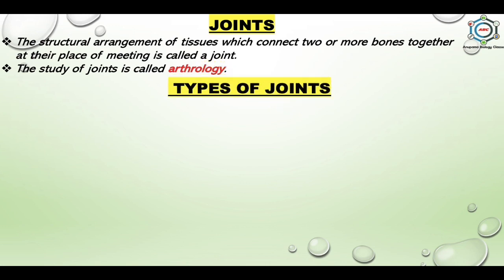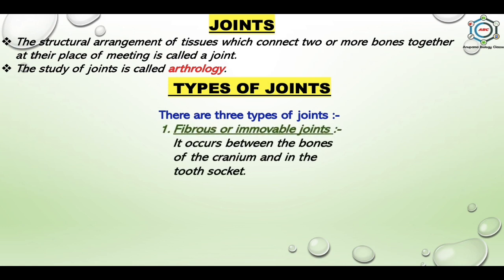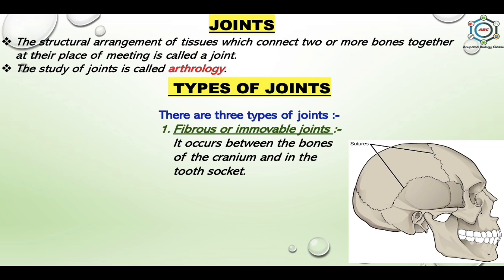After that, the types of joints. There are three types of joints. The first one is fibrous or immovable joints. They occur between the bones of the cranium and in the tooth sockets. Immovable joints are often called sutures. You can see in the picture, these are the sutures which are present in the skull.